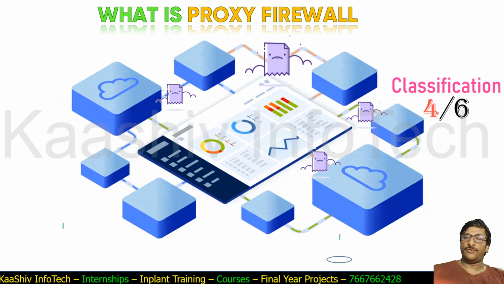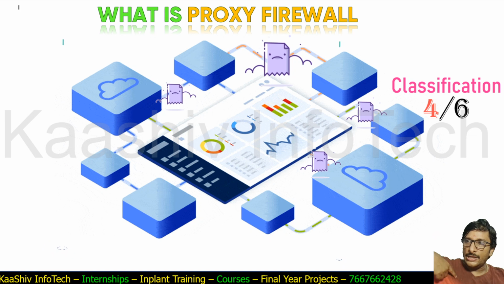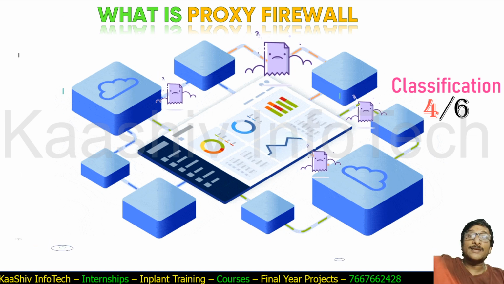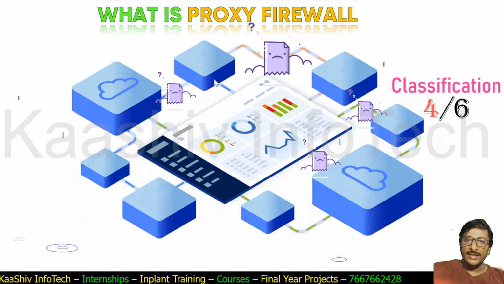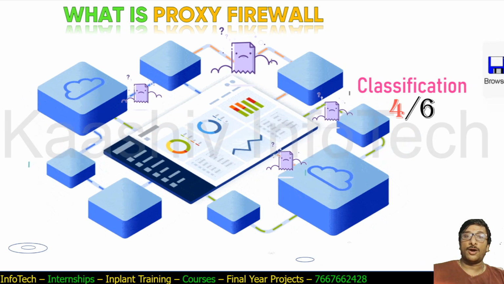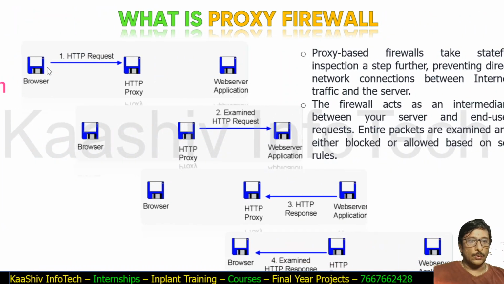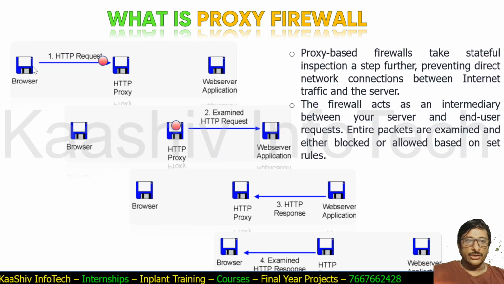What is this proxy firewall? You can't touch me directly, only via another person. So in between these two people, there is another person. That is called a proxy. So this is a source and this is a destination. Directly this guy can't touch. There will be a proxy in the middle. The proxy will send it, and the proxy will send it back.